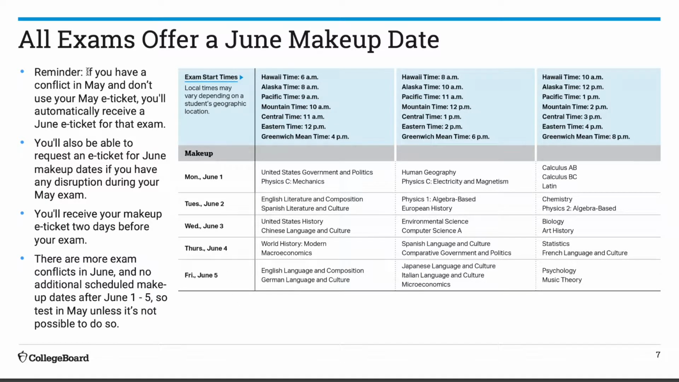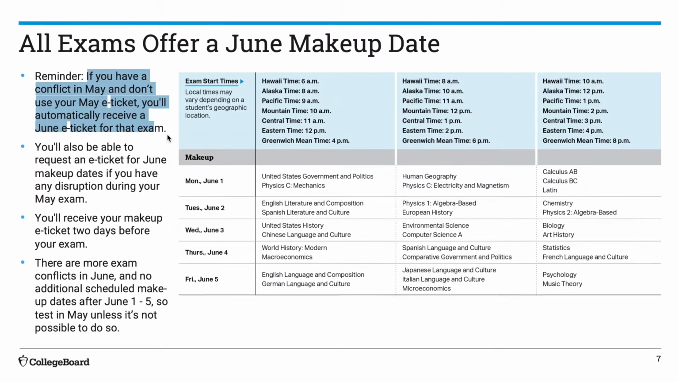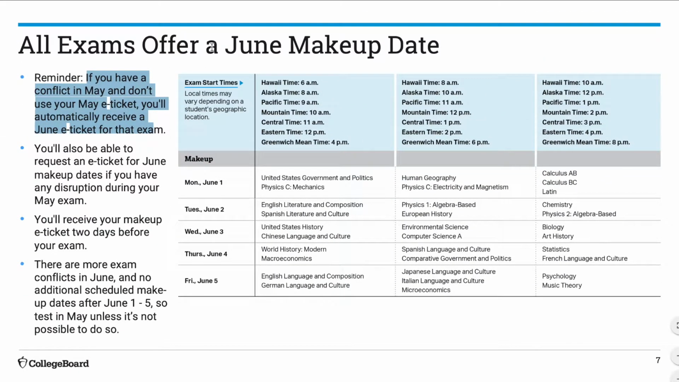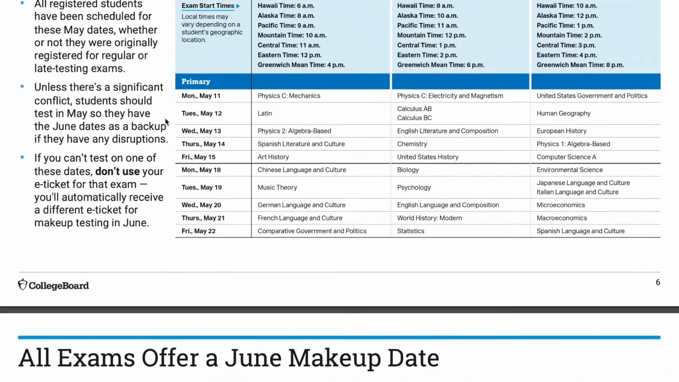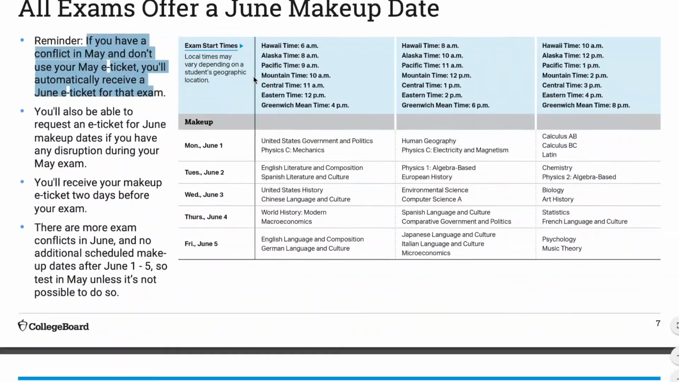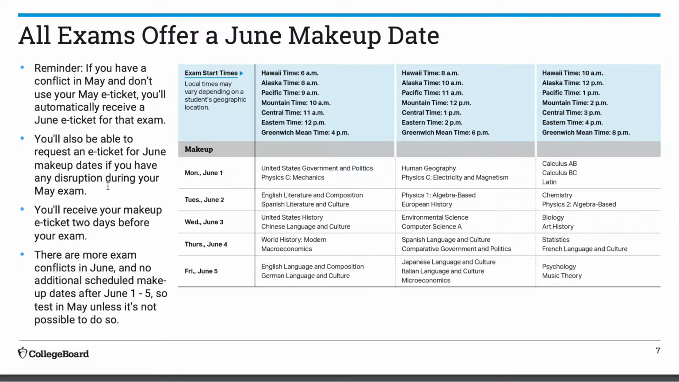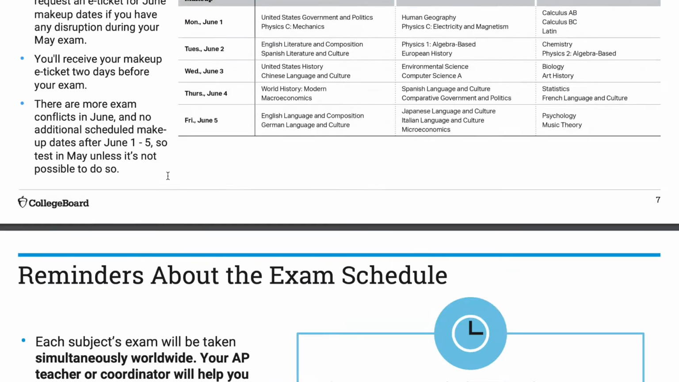Another thing too, this is kind of cool, if you don't use your e-ticket on the May 15th date, they're just going to roll over to the June date. So you don't even need to call AP and say, hey, I want to cancel for that May date. You can just not take it, and they'll just roll over that date to the June makeup date. But again, don't rely on that. Seriously, take this May one if you can, because if something goes wrong here, you have this June date as a backup. After this June date, there is no more makeups. So make sure you do that May date.